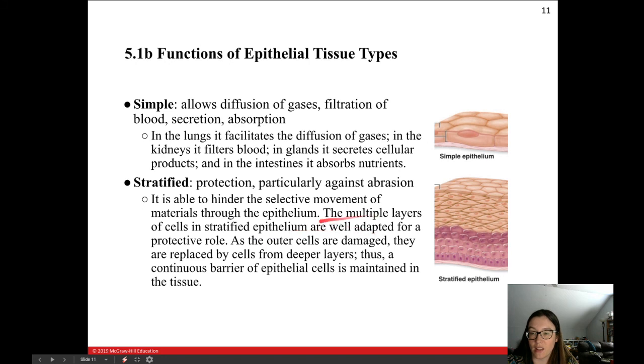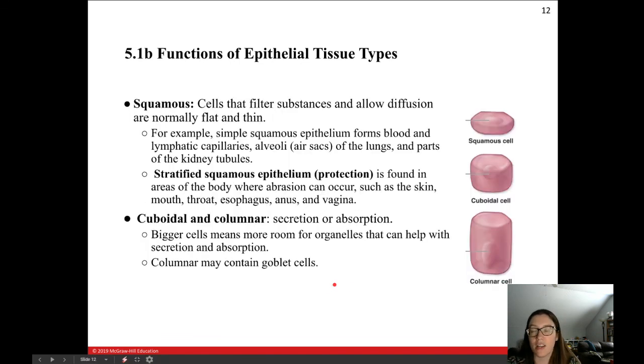As we said, the multiple layers are really well adapted for protection. And so as the outer layers are damaged, they can be replaced by these cells from the deeper layers. And so a continuous barrier of epithelial cells is maintained. Now, if we look at our different tissue shapes, squamous cells, once again, these are thin.